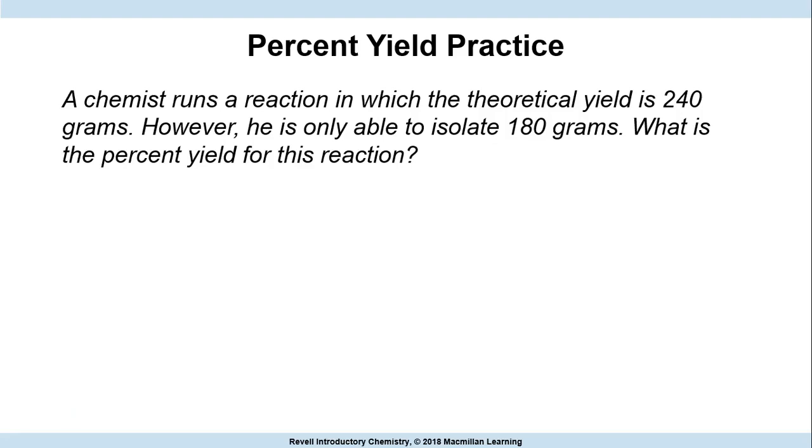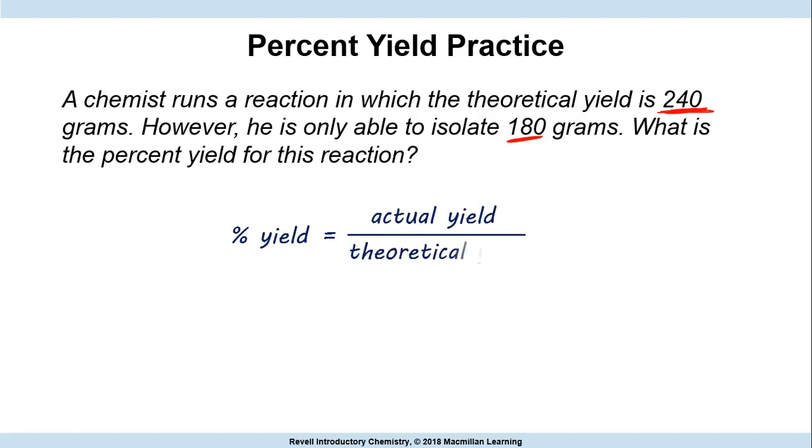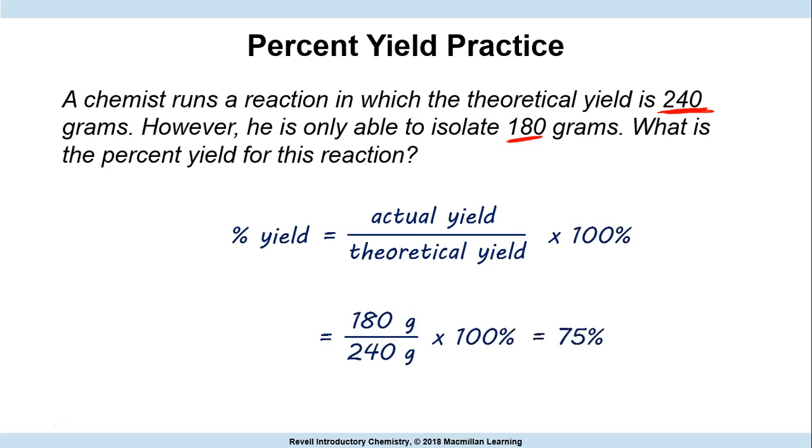So, a chemist, let's see this example. A chemist runs a reaction in which the theoretical yield is 240 grams. However, he is only able to isolate 180 grams. What is the percent yield of this reaction? Theoretically, he will obtain 240, but actually he obtained only 180 grams. So what is the percent yield? The percent yield is the actual yield, which is 180, over the theoretical yield, which is 240, times 100%. So that gives us 180 divided by 240 times 100. That gives us 75%. So he was 75% effective.